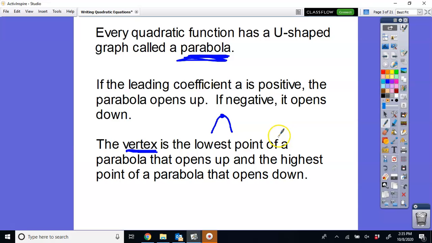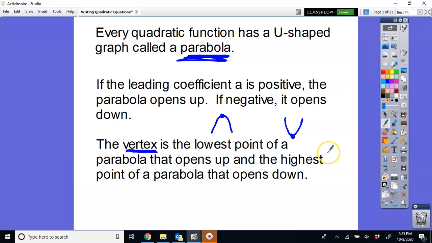Now, you've probably heard the word vertex before, too, in reference to maybe some shapes in the corner of an angle. Sometimes it's called the vertex. So the vertex will be the highest point when you have that parabola that's opening down, and it will be the lowest point when you have a parabola that's opening up. So that is called the vertex.